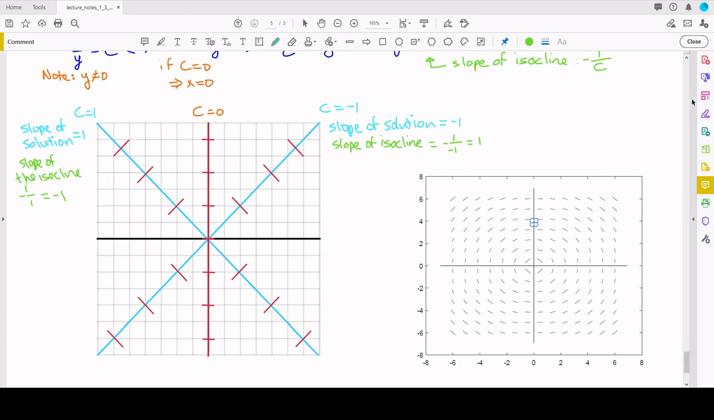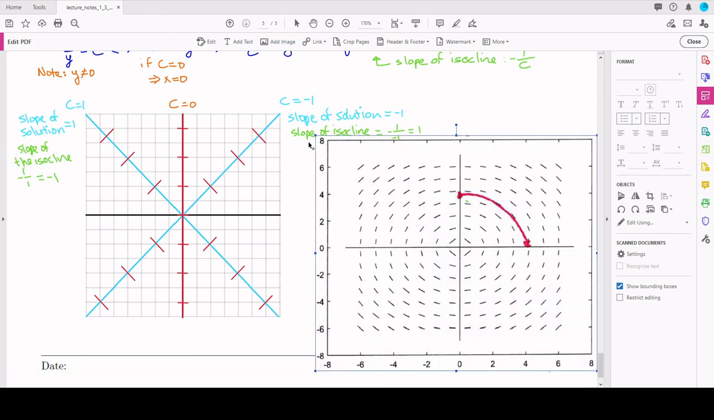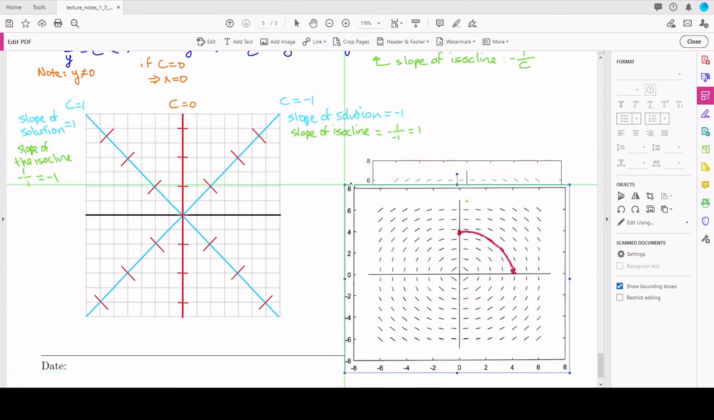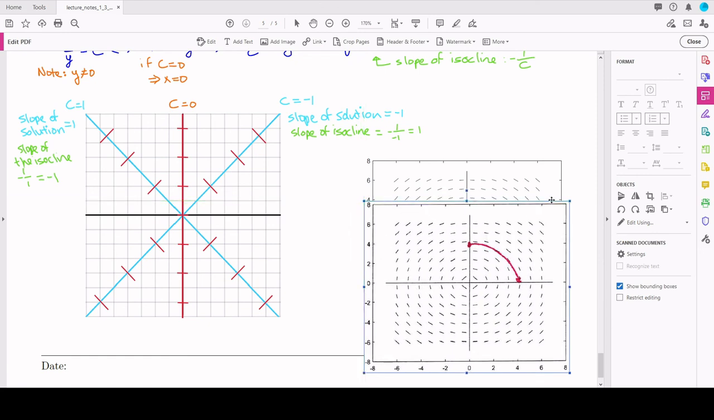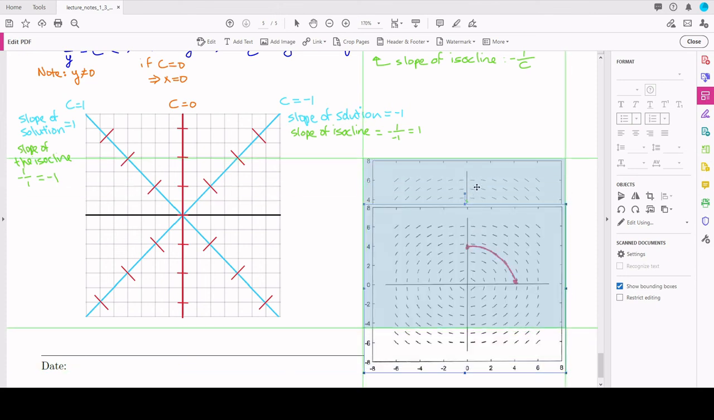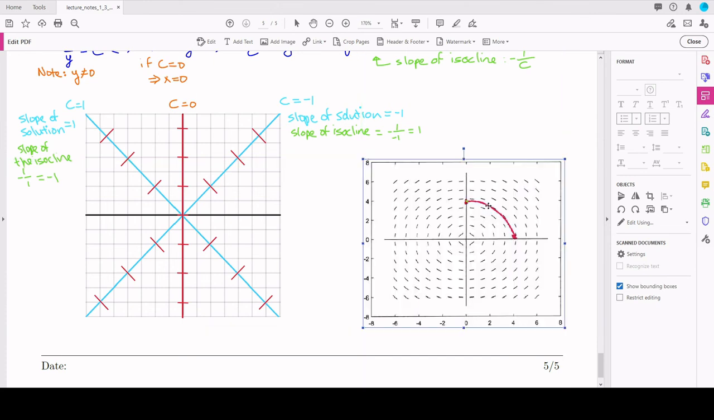So again, I'm going to cheat here and copy this image that I drew before. Scale it down. And put it over here. So our solution here is part of a circle.